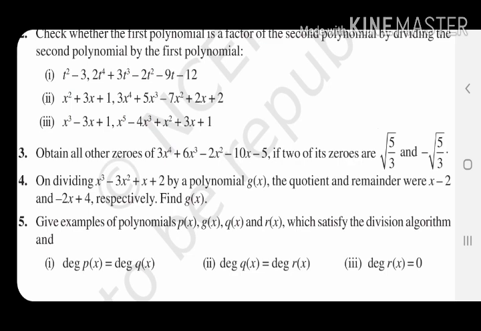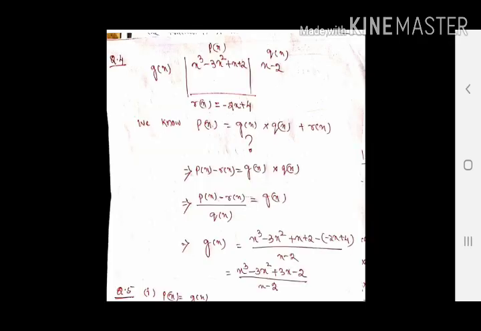The quotient and remainder are given, where x minus 2 means the quotient is written first. So, the quotient is x minus 2 and the remainder is minus 2x plus 4 respectively. So, find the value of gx. If I analyze the question indirectly, the values of px, qx, rx are given, and simply gx is asked.